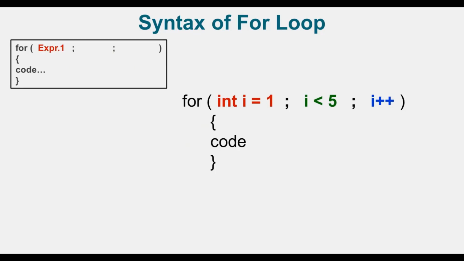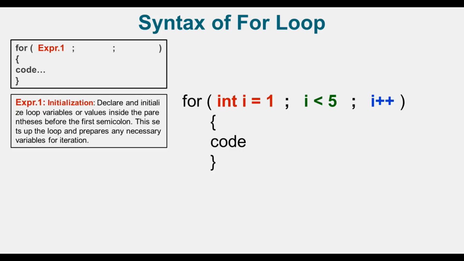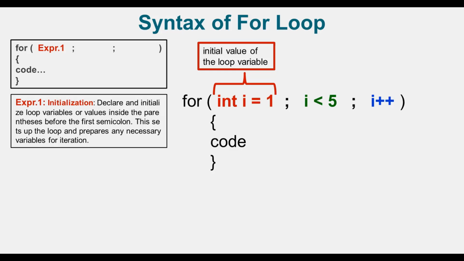The first expression is initialization, where the loop variable is declared and initialized. This section is interpreted once initially, and it's not re-evaluated even if the loop continues. Looking at the example, we see the statement integer I equals 1. Here, I is the loop variable. We understand that the variable I, declared as an integer type, has an initial value of 1.